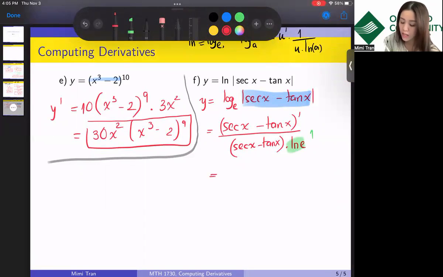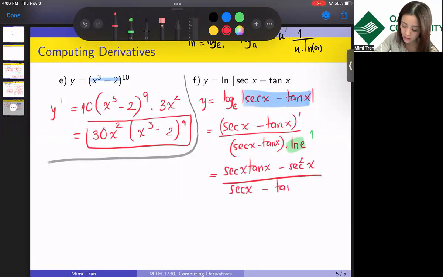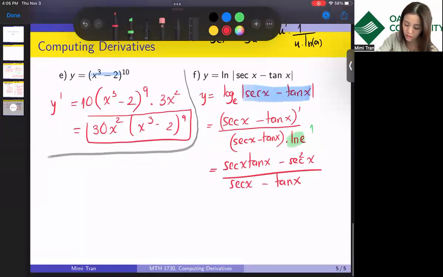The derivative of secant x minus tangent x is the derivative of each of those. So the derivative of secant x is secant x tangent x. The derivative of tangent x is secant squared x, over secant x minus tangent x. I'm going to factor out negative secant x. Then I have what? Yeah, I'll do one more step.